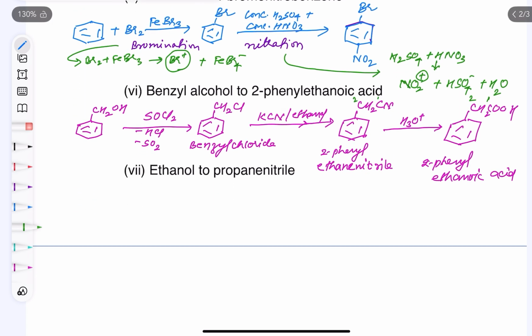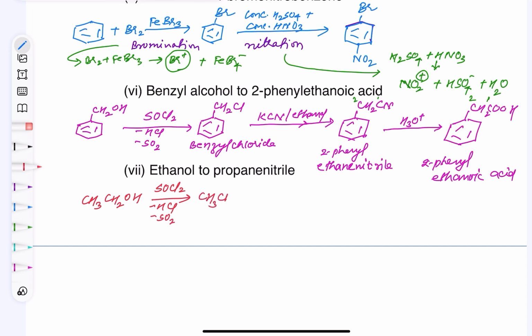Let us see the 7th one, that is ethanol to propane nitrile. So here also we will do as above. We take ethanol, that is CH3CH2OH. We make it react with thionyl chloride, SOCl2, and with release of HCl and SO2 gas, OH will be replaced with the halogen. So you form chloroethane as the product first.